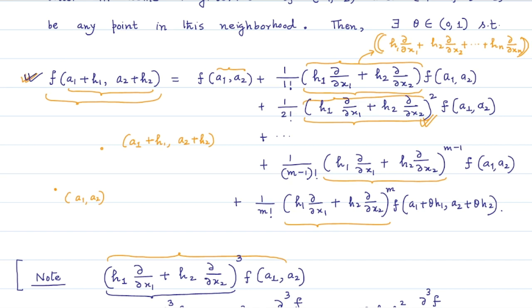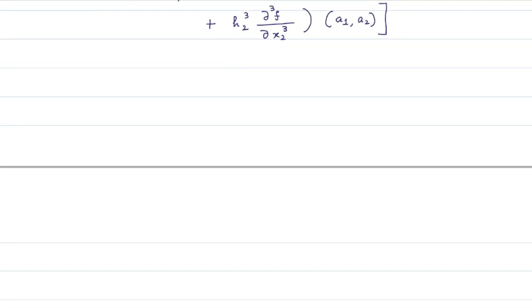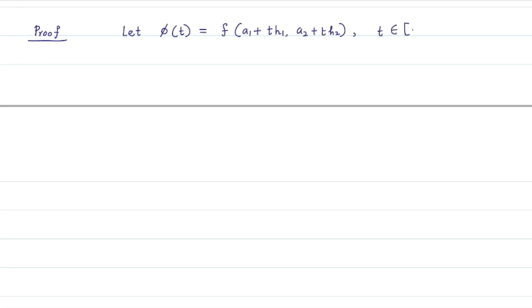To realize this expression in this equation, we construct a function of one variable that is given by the function of two variables f(x1, x2) along this line segment. Notice that any point on this line segment can be represented by a1 plus t h1 and with the second coordinate as a2 plus t h2 for some value of t between 0 and 1. Notice that the given function f on this line segment reduces to this function, which is a function of one variable. Let us denote it by some function, let's say phi(t), where t lies between closed 0 to closed 1.